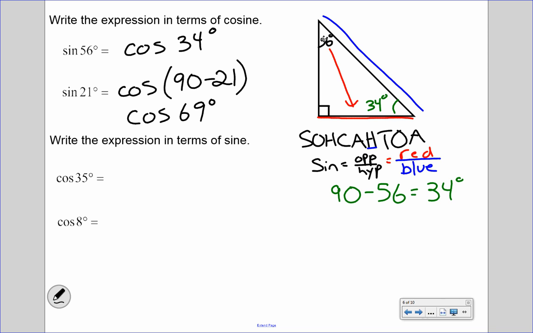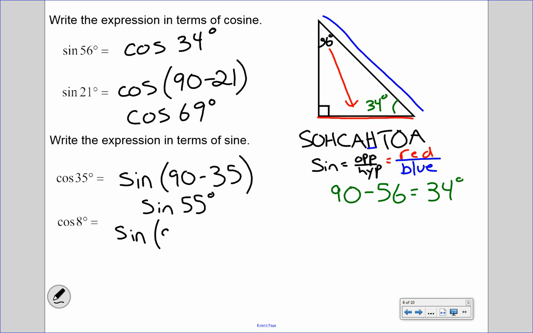The same is true for going from cosine to sine. All we have to do to write cosine in terms of sine is sine of 90 minus the degree measure they gave us, in this case 35. So the sine of 90 minus 35 is simply the sine of 55 degrees. Once again, down here the cosine of 8 degrees is the sine of 90 minus 8 degrees, which is simply the sine of 82 degrees. So that's the relationship between sine and cosine.